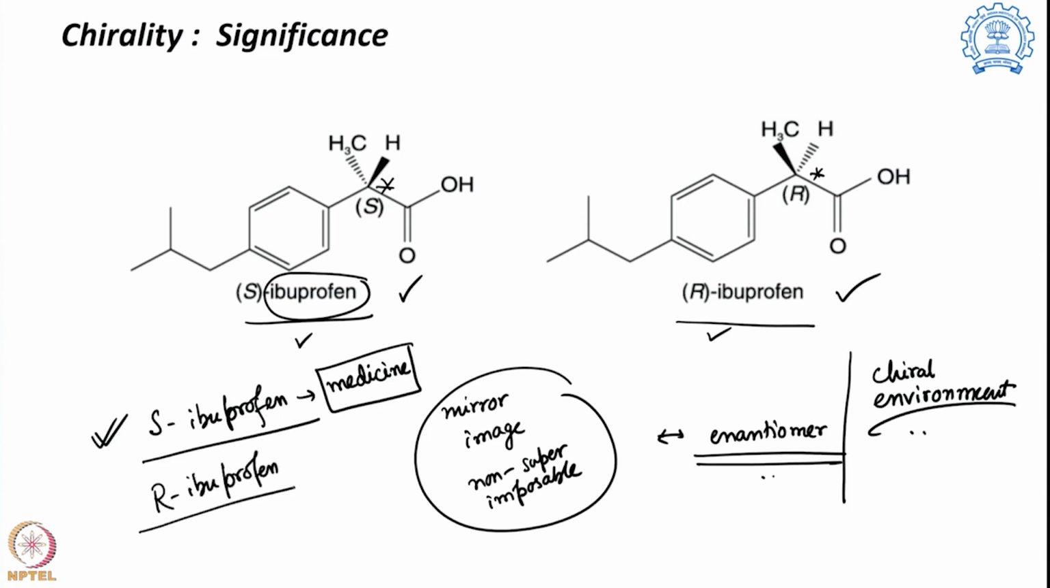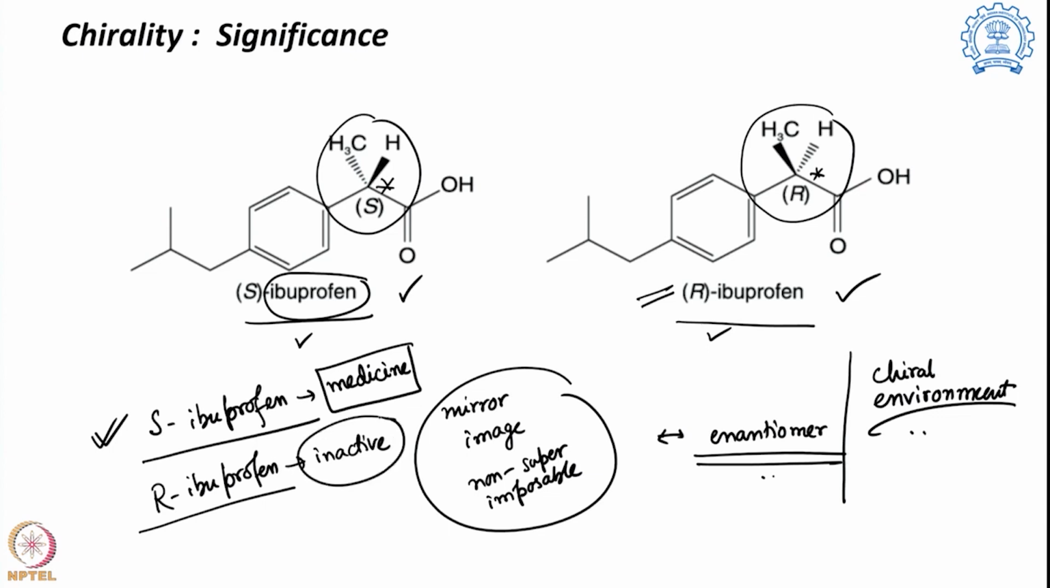although the structure is pretty much the same except for the orientation around this carbon center, this R ibuprofen is actually inactive in nature. So, if I intake it, this is not going to show any medicinal properties. That much difference is happening between these two different enantiomers, S and R. S is a medicine, R remains an inactive system, and this difference is coming because of the recognition of their chirality in a chiral environment, a biological system like inside our body.